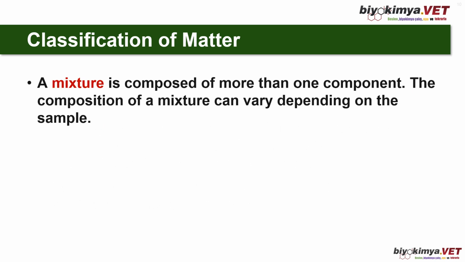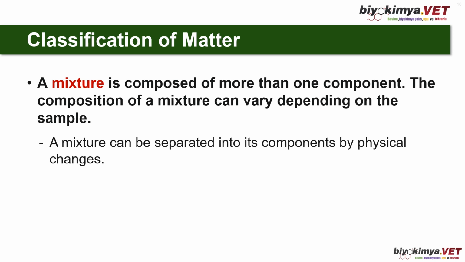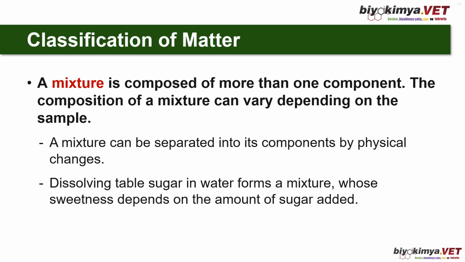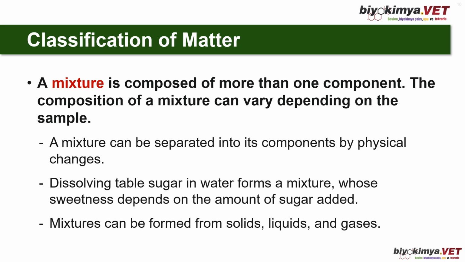A mixture is composed of more than one component. The composition of a mixture can vary depending on the sample. A mixture can be separated into its components by physical changes. Dissolving table sugar in water forms a mixture, whose sweetness depends on the amount of sugar added. If water is allowed to evaporate from the mixture, pure table sugar and pure water are obtained.